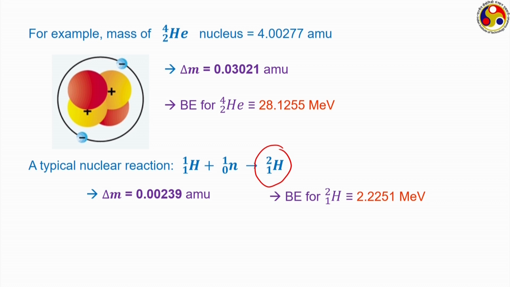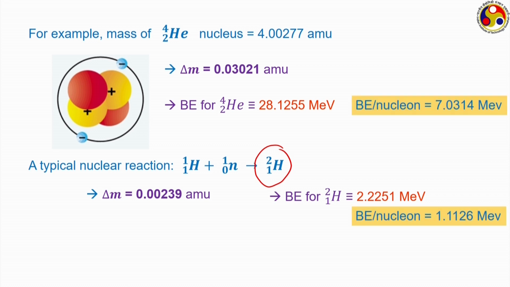But another measure is found to be extremely important and extremely useful in this context, that is binding energy per nucleon. We can calculate binding energy per nucleon by dividing the binding energy magnitude by the number of nucleons present in that nucleus. Like in case of helium, we are dividing this 28.1255 by 4, and so we are getting a binding energy per nucleon of 7.0314 MeV. Whereas, in case of deuterium, we are dividing this magnitude by 2, because there are only 2 nucleons, and therefore we are getting the value as 1.1126.